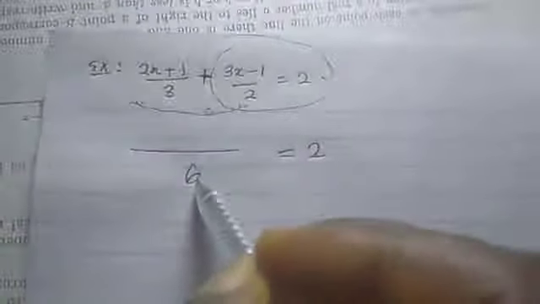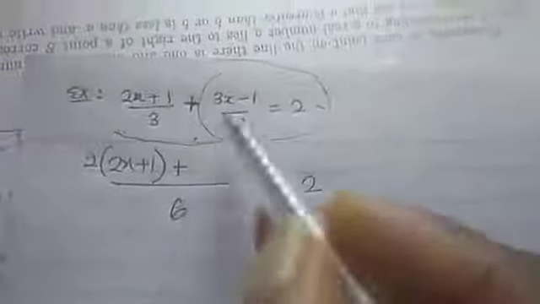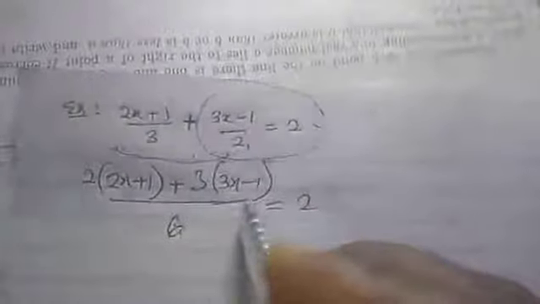I will find the LCM. My LCM is 6, that is 2 times 3. Then 3 in 6, that is 2. Then, as with normal fractions, we use 2 to multiply the top, that is 2 times 2s plus 1, plus 2 in 6, 3. We use 3 to multiply the top, that is 3 times 3s minus 1. Our equal to 2 is still there. I'm not touching it. Let me still be writing equal to 2.